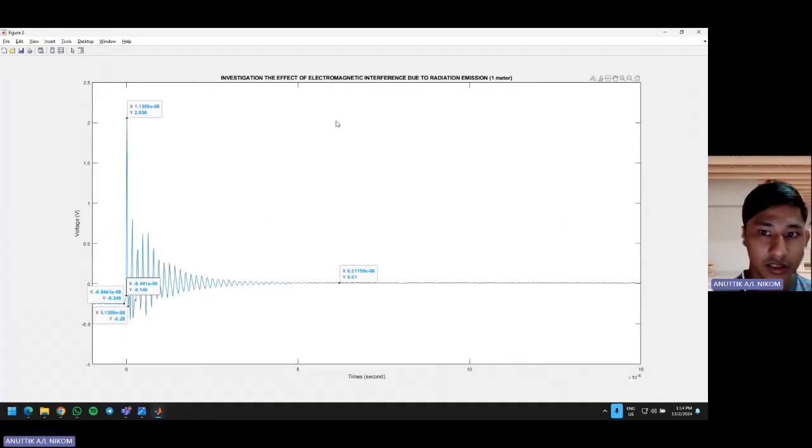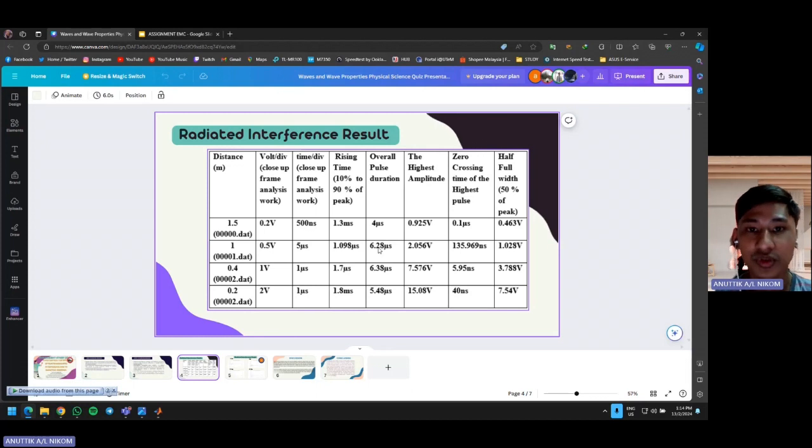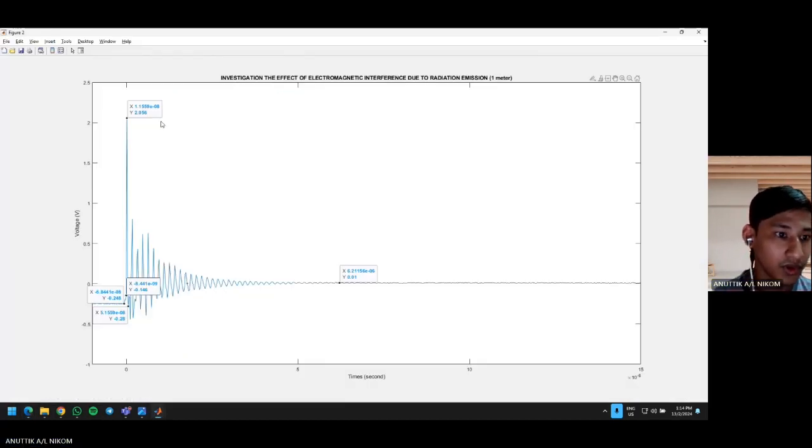Next is the 1 meter data. This is the overall, and overall we get 6.2x microseconds. For the peak voltage, the y-axis is equal to voltage and the x-axis is equal to time.